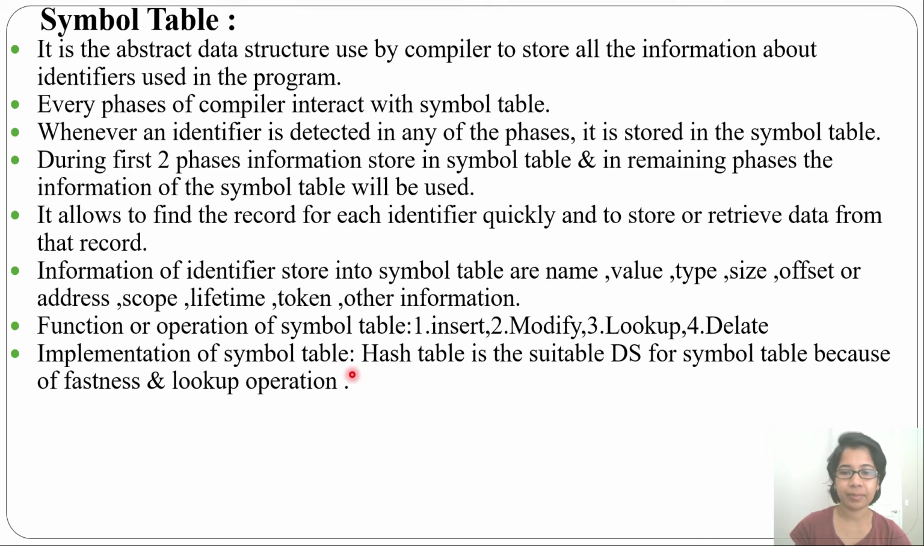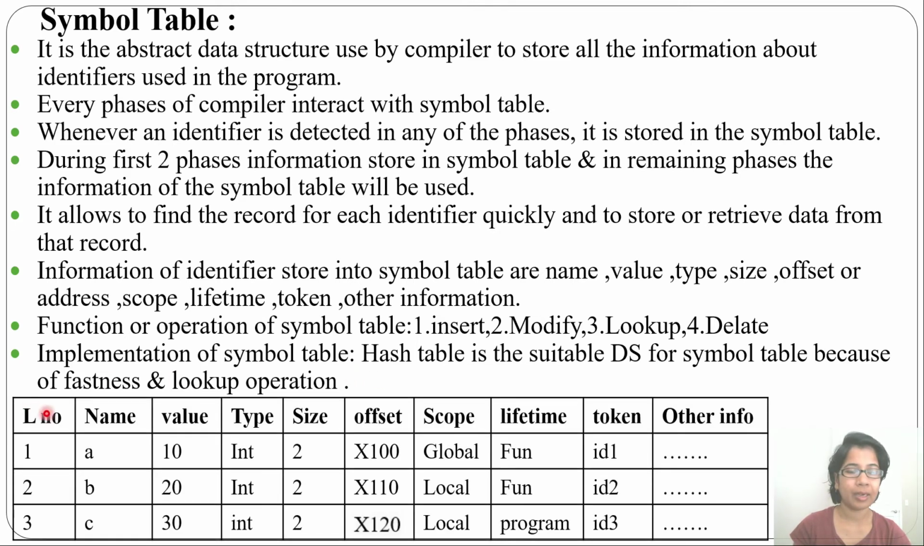Let's see a sample symbol table. Here we have line number, then name, then value, then type, then size, then offset, scope, lifetime, token and other information. It is just a sample table. Like line number, you can consider 1, 2, 3. Then suppose some data is A, B, C. Then A value is 10, B value is 20, C value is 30.